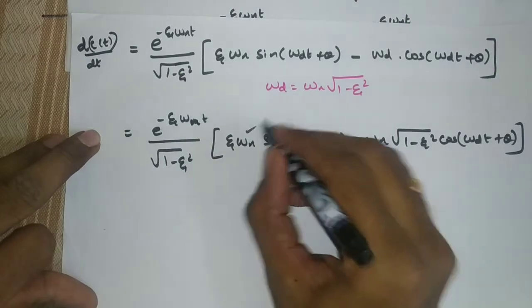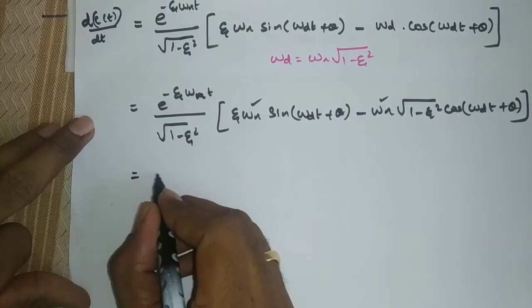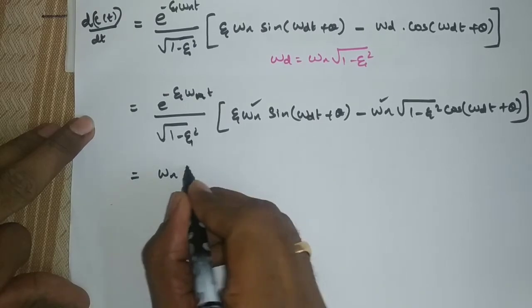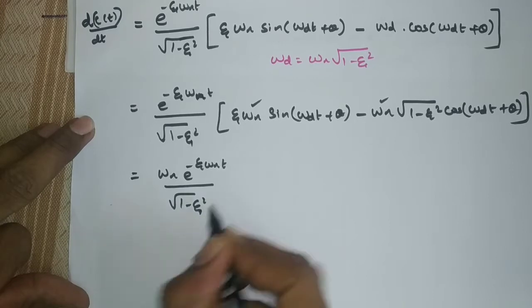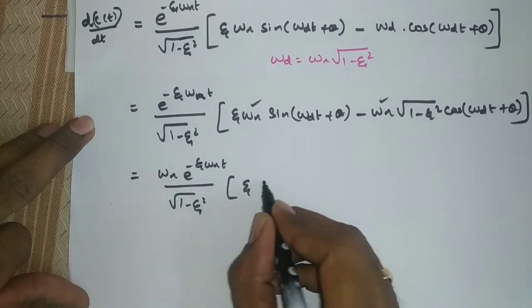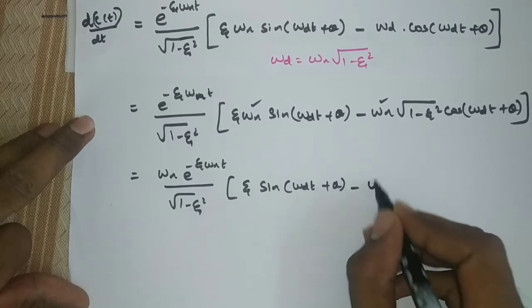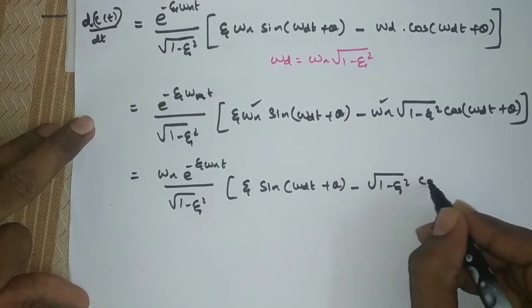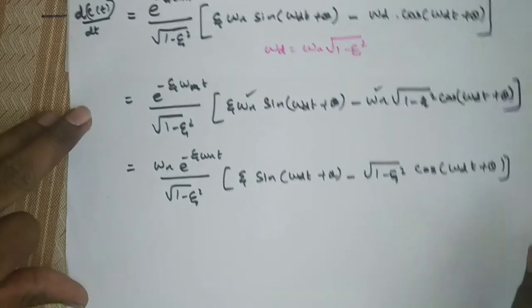So from this equation we can take omega n as constant. The answer will be omega n into e power minus eta omega n t divided by root of 1 minus eta square. We will get eta sine omega dt plus theta minus root of 1 minus eta square cos of omega dt plus theta. This is what we are getting now.